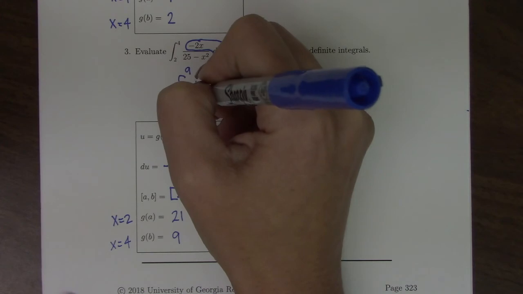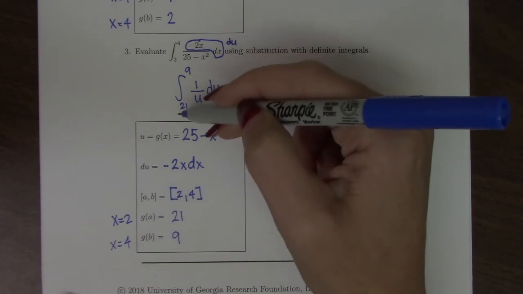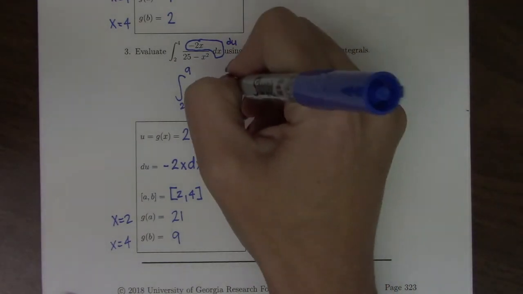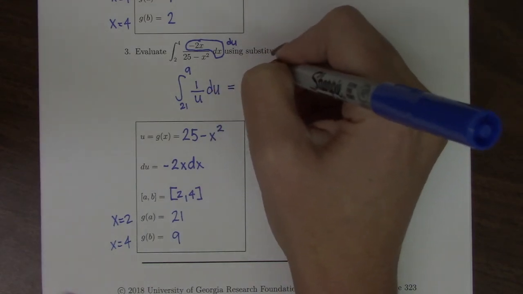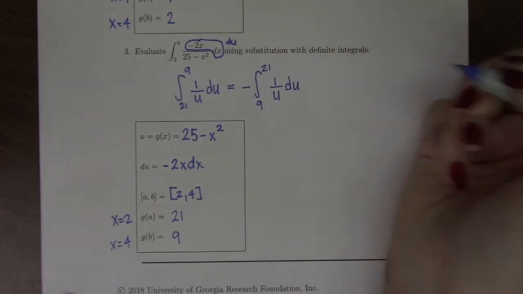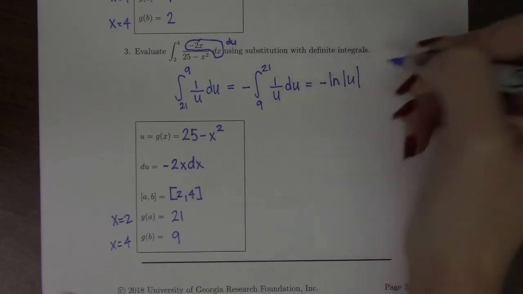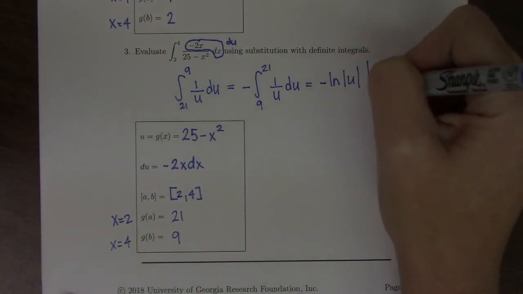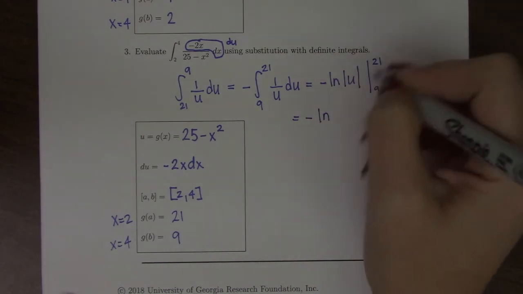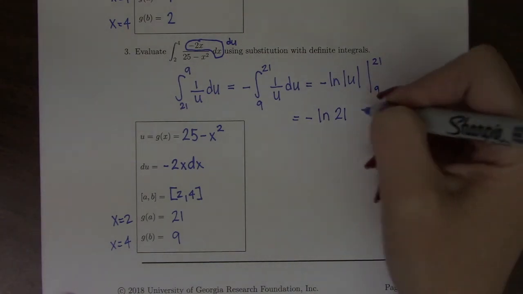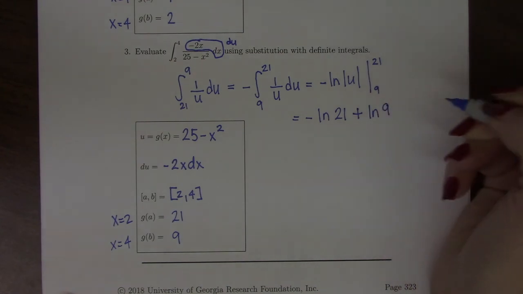And my new equation, when I substitute, is 1 over u du. Now, this is backwards. We want the smaller number to the bigger number. So I'm allowed to reverse those bounds by multiplying everything by negative 1. Now I'm ready to anti-differentiate. So I get negative ln of u, and we're going to evaluate this from 9 to 21. So it's negative, the natural log, absolute value of 21 is just 21, so I can drop the absolute value bars, minus a minus the natural log of 9.